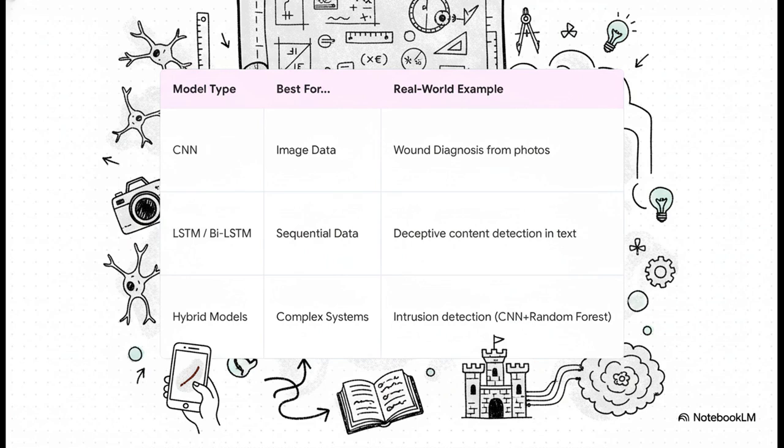Let's break it down. If you're working with images, say diagnosing a wound from a photo, your go-to tool is a CNN, a convolutional neural network. If you're dealing with data that comes in a sequence, like text, then you'd grab an LSTM. It's perfect for things like spotting deceptive online reviews. And sometimes, for the really tough, complex problems, you combine different models in a hybrid approach. The big takeaway here is simple. The nature of your data tells you which tool to pick from the box.